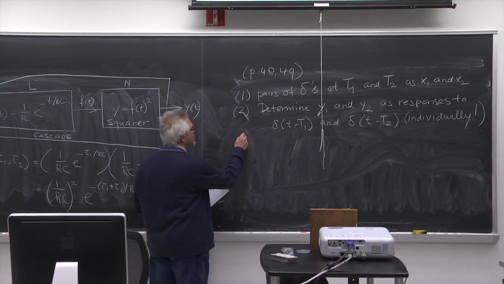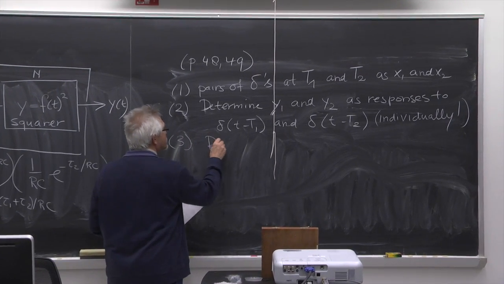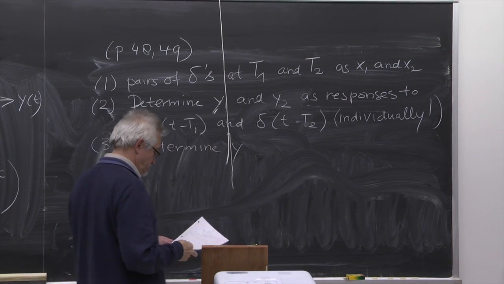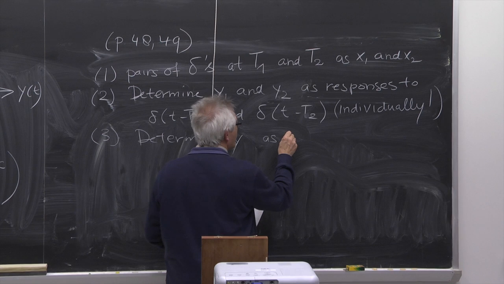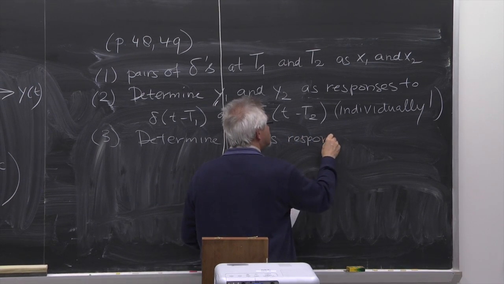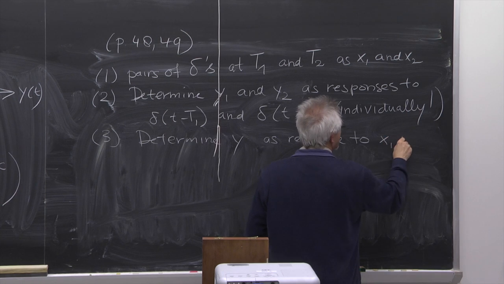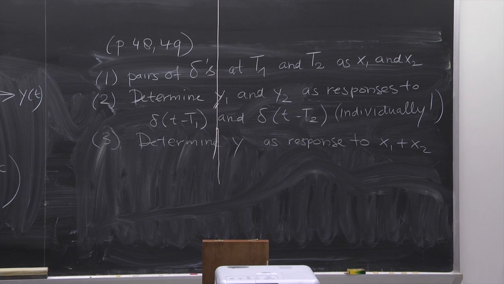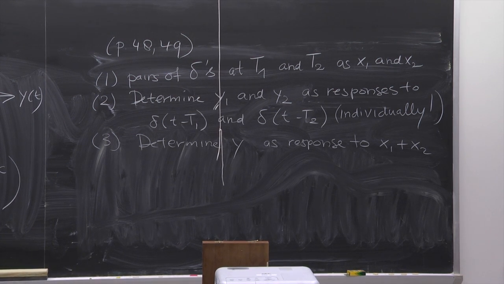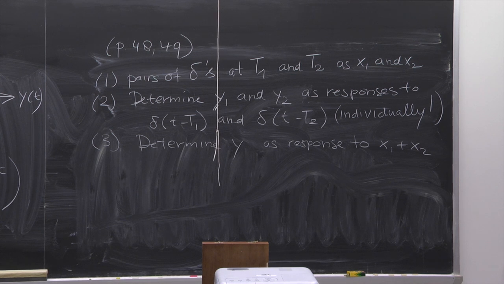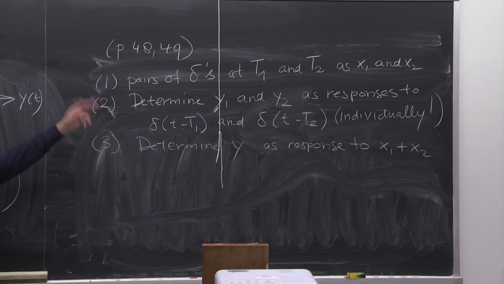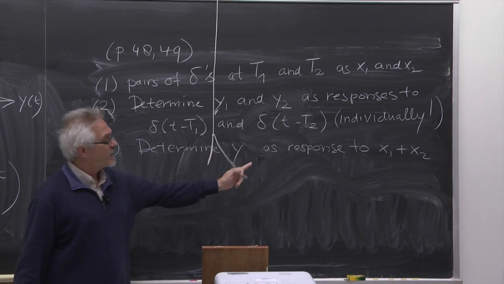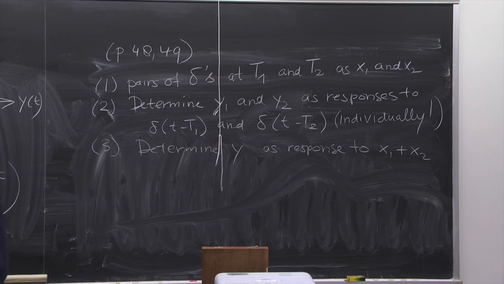As a third step, you already guessed it, we will determine y as the response to x1 plus x2. So now we're going to give the system two delta functions, just as the neuroscientist who stimulates the neuron twice in a sequence. So first he determined, oh, I have one action potential at T1, another action potential at T2, and now I'm going to have the action potentials in series.